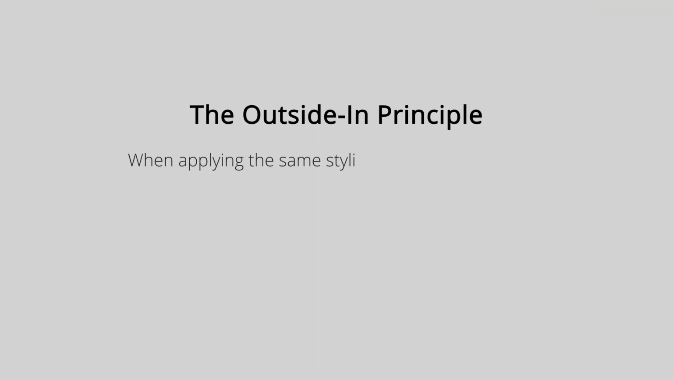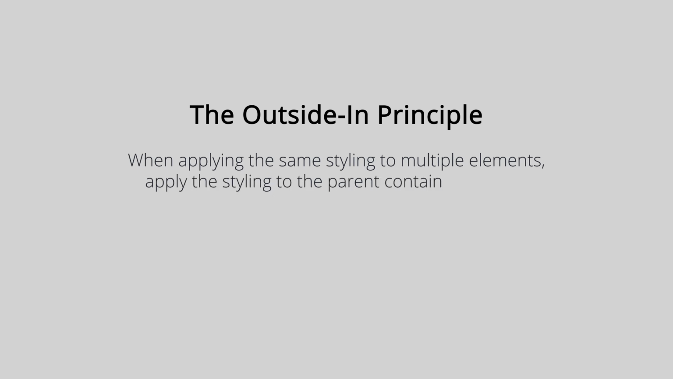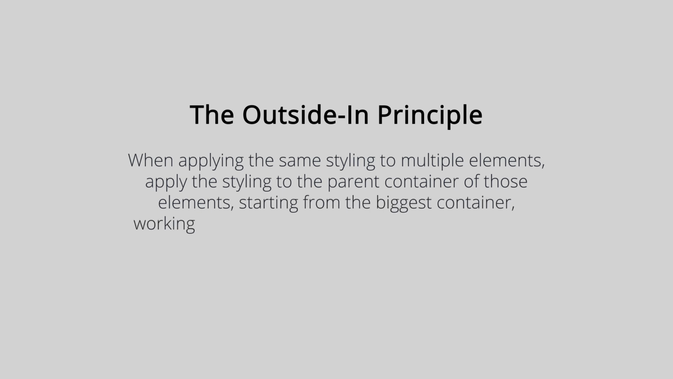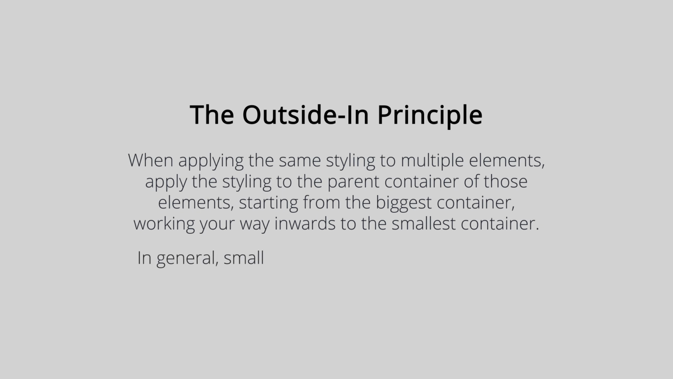So now that you're familiar with the color picker, let's move on to the outside-in principle. We went over the outside-in principle in a previous video, but just to review, here is what the outside-in principle states. When applying the same styling to multiple elements, apply the styling to the parent container of those elements, starting from the biggest container, working your way inwards to the smallest container. In general, smaller containers override larger ones.